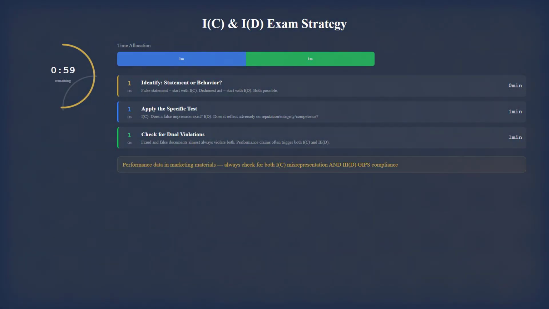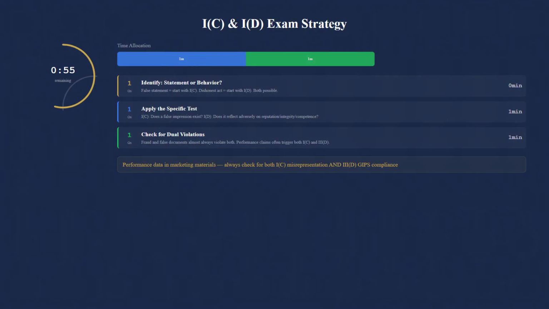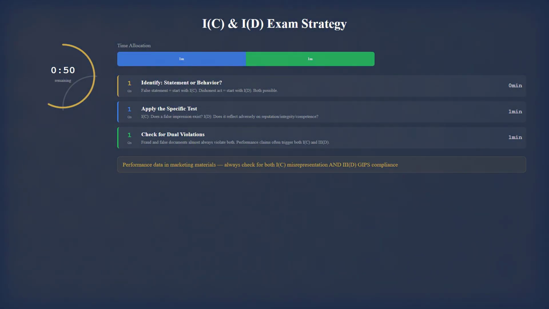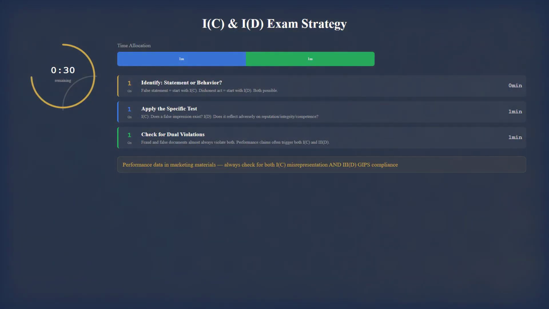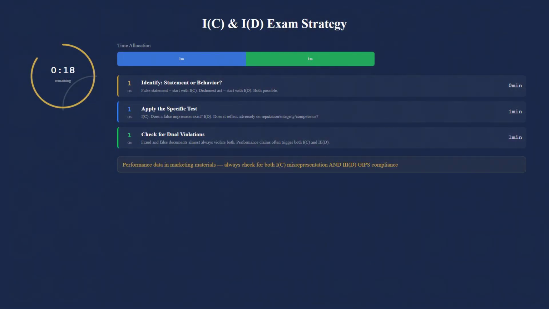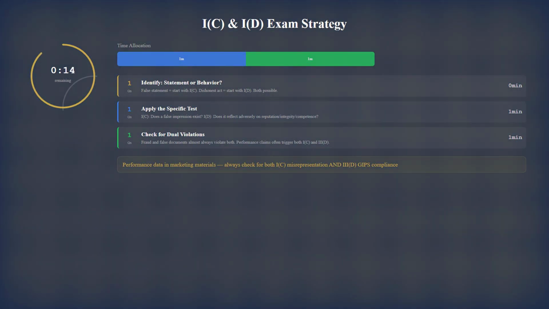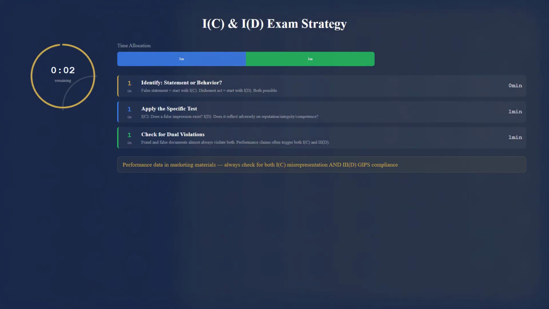Elimination rules for I(C) and I(D). Any answer saying personal conduct cannot violate CFA standards is almost certainly wrong. Any answer saying no harm means no violation is almost certainly wrong. Any answer saying paraphrasing is not plagiarism is almost certainly wrong. Pattern recognition. Paraphrase in STEM, default to I(C). Violation unless clearly attributed. Performance track record in marketing materials, look for both I(C) and III(D). CFA used before charter earned, I(C). Violation always.